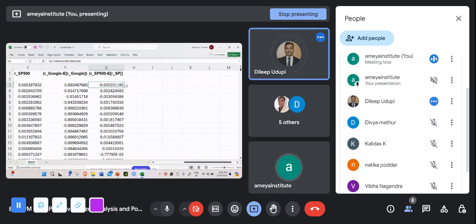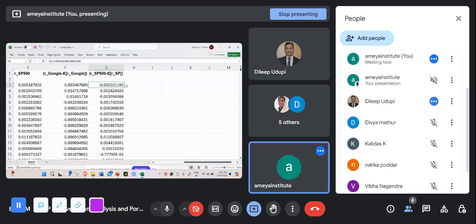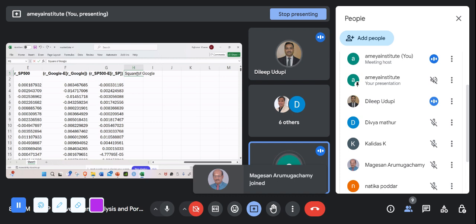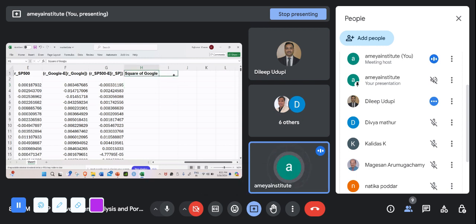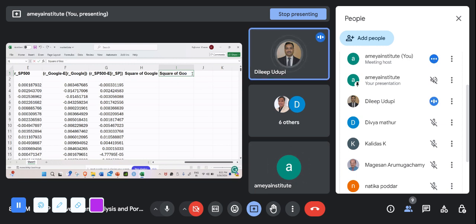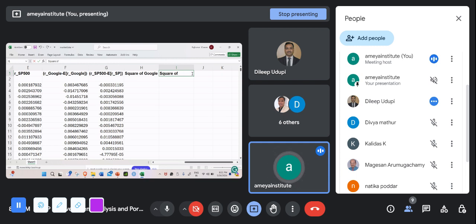Yes. Okay, so let's see the next one. What is the next possible column here? Square of that also we can do, square it. We can do the square of this also, for both the market as well as Google. So what I will do, this is the square of Google. We can write here square of Google. So square of Google, and then we have square of market. Instead of market I'll write SP 500. So we'll do square. So let's see.